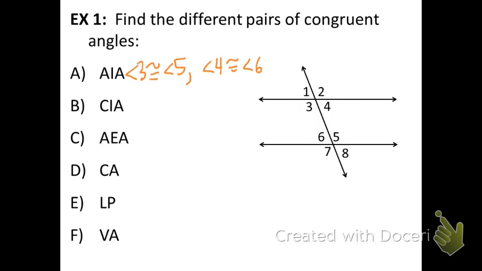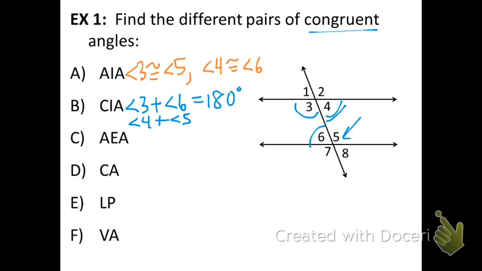Okay, our next one says consecutive interior. So we're still inside our parallel lines, but they're on the same side, so we're going to say 3 and 6. These are not congruent, so I'm not going to write a congruent statement. I'm going to say that angle 3 and angle 6 equal 180 degrees. We also have the other side of the transversal, angle 4 and angle 5 here. So I'm going to write angle 4 plus angle 5 is 180 degrees.